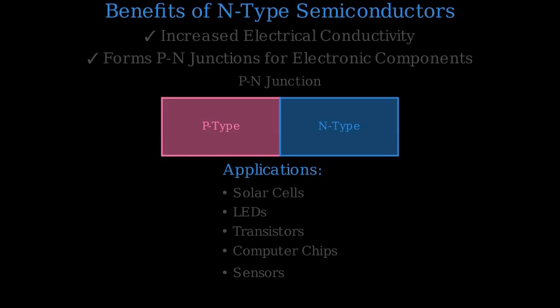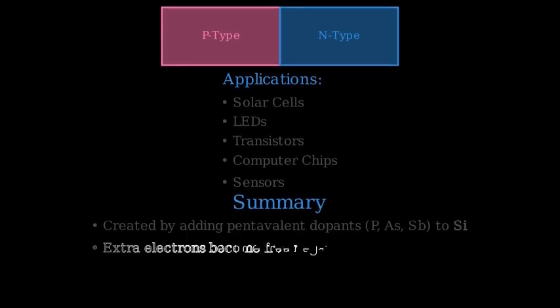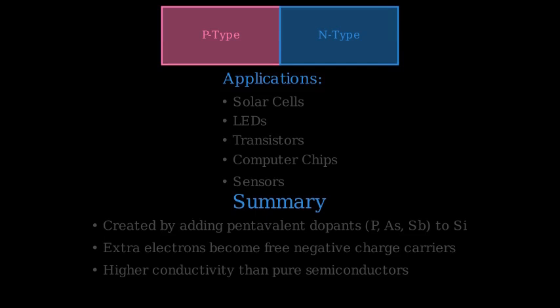Let's summarize what we've learned about N-type semiconductors. N-type semiconductors are created by adding pentavalent dopants, atoms with 5 valence electrons, to pure semiconductor materials like silicon. The extra electron from each dopant atom becomes a free negative charge carrier, significantly increasing the semiconductor's conductivity.